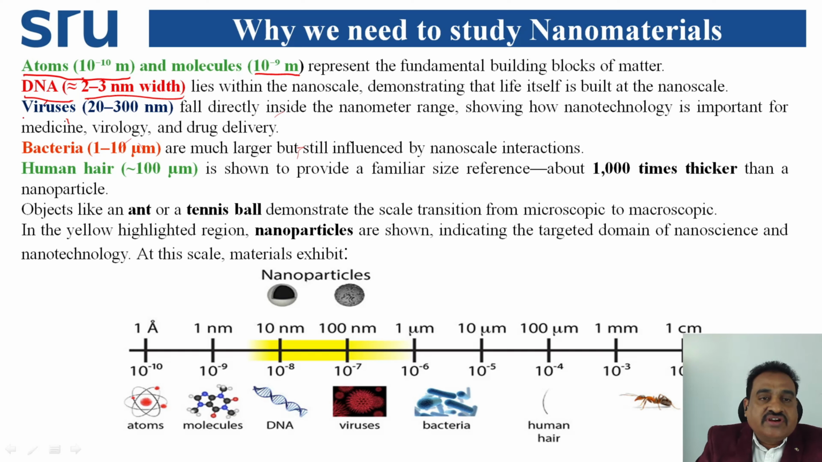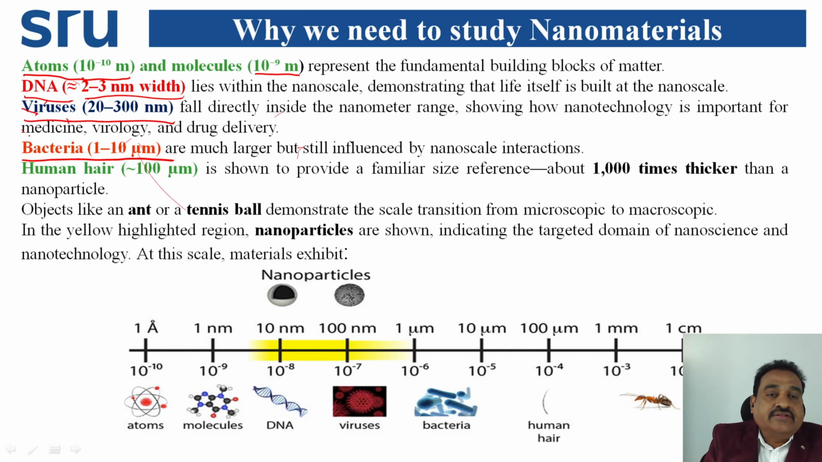So virus, try to understand here simply, 20 to 300 nanometers fall directly inside the nanometer range, showing how nanotechnology is important for medicine and drug delivery. So bacteria, you can see here, bacteria 1 to 10 micrometers. Micro means 10 to the power minus 6 meters. So the bacteria are much larger but still influenced by nanoscale interactions.